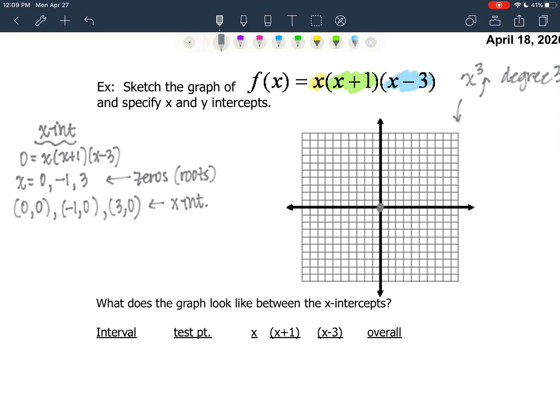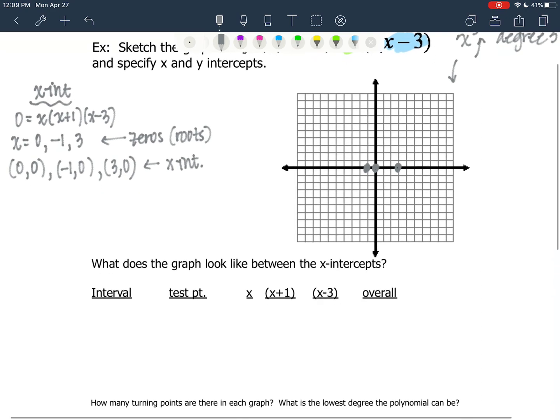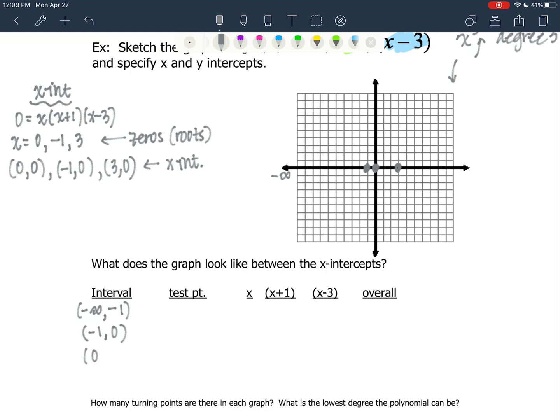So I'm going to plot those x-intercepts, (0, 0), (-1, 0), and (3, 0). So we have intervals. We have from -infinity to -1. What's happening between -infinity and -1? We also have the interval from -1 to 0, the interval from 0 to 3, and then the interval from 3 to infinity. So we've got 1, 2, 3, 4 different intervals that we need to do some test points on.